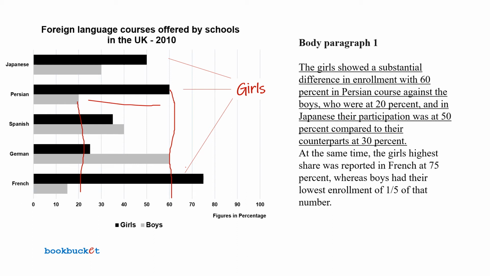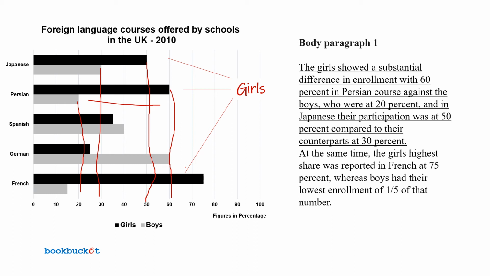In Japanese, the participation of girls was 50% compared to 30% participation of their counterparts. Counterpart, that is our opponent, yeah, counter is opposite. Okay, compared to the second party, that is boys, 30%. Okay, you can see that this is my first complete sentence. The girls showed a substantial difference in enrollment with 60% in Persian course against the boys who were at 20%.